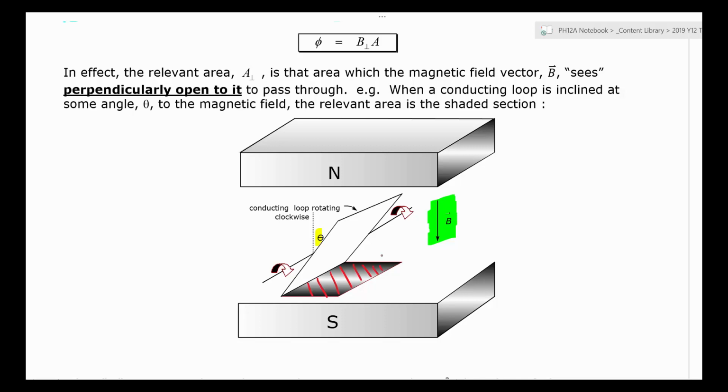But more particularly, we know that we also have this really cool idea of being able to calculate the effective area with respect to the angle. So let's do that now.